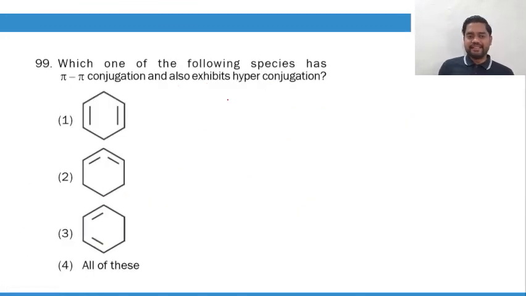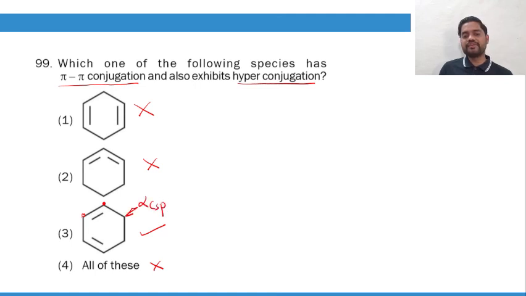Talking about question number 99. Which one of the following species has pi-pi conjugation and also exhibits hyperconjugation? First of all, what is pi-pi conjugation? Is it pi-pi conjugation? No. Pi-pi conjugation? No. Pi-pi conjugation? Yes. Does it have hyperconjugation? Yes. This is an sp3 hybridized carbon atom, an alpha carbon. That means it has 2 alpha hydrogen. And since it has 2 alpha hydrogen, it can show hyperconjugation and pi-pi conjugation both. So option number 3 is the right answer.